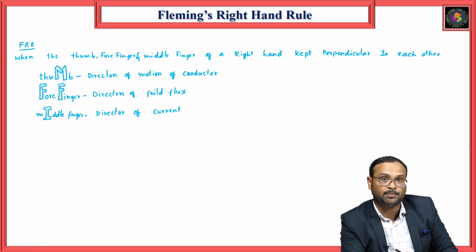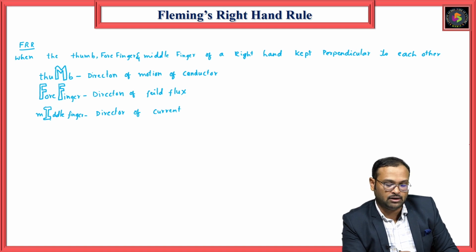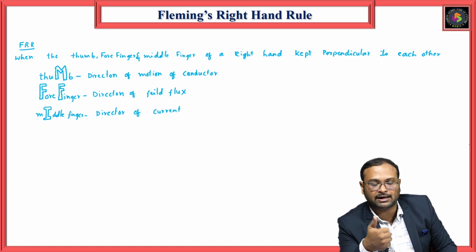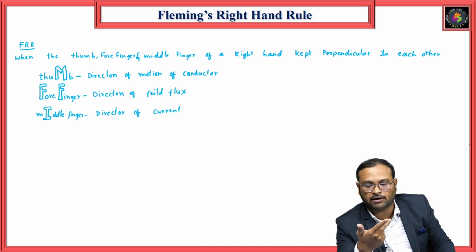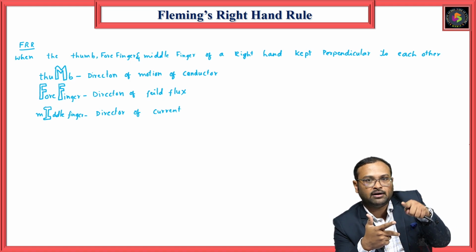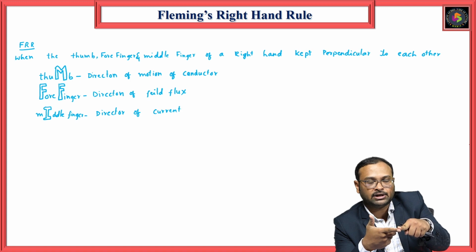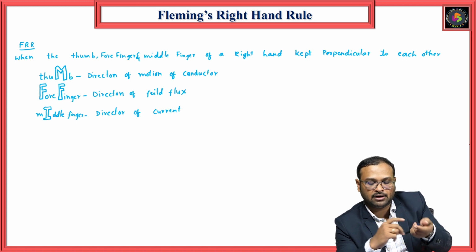So here I represented it with double letters. M means motion, F is the field flux, then I is the middle finger. So we can remember that the thumb will show the motion of the conductor, the forefinger will show the field flux direction, and then we will get the current direction from the middle finger. That's why you use the right hand. If you give the direction of the motion of the conductor and the field flux from the thumb and forefinger, it will give the direction of the current.